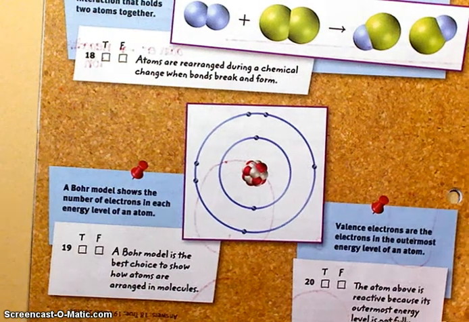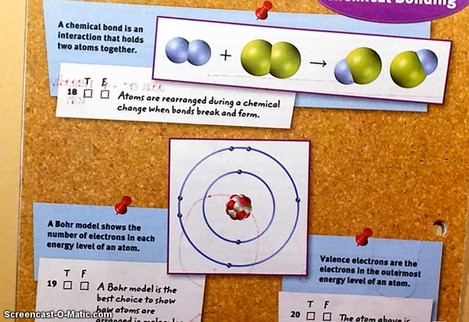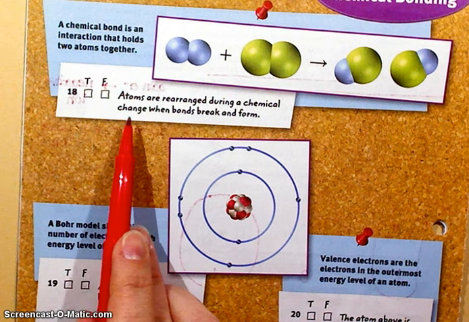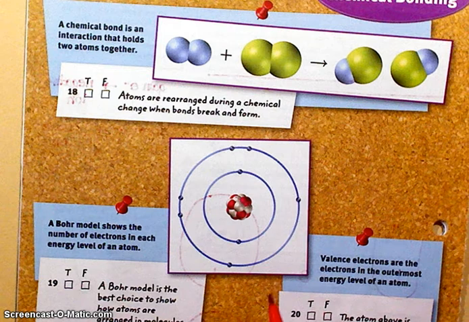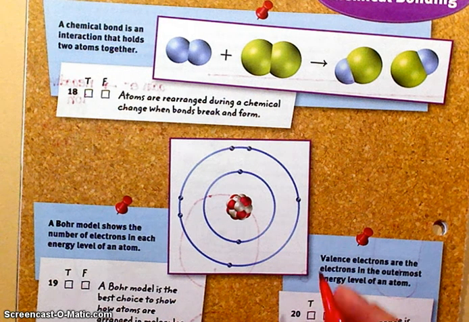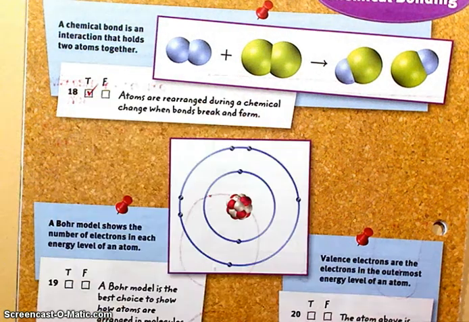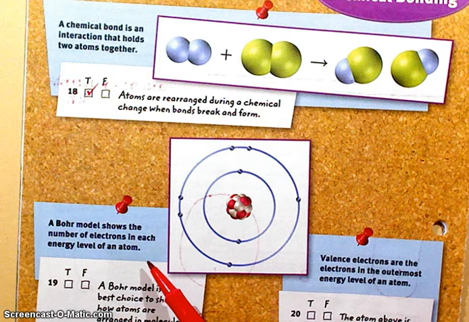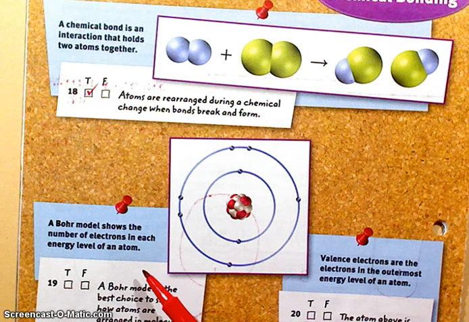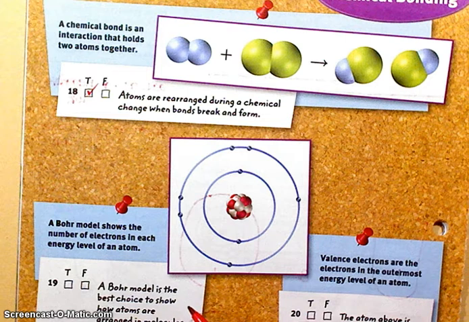And then just to wrap it up, on the back, it says a chemical bond is an interaction that holds 2 atoms together. Atoms are rearranged during a chemical change when bonds break and form. That is true. A Bohr model shows the number of electrons in each energy level of an atom. A Bohr model is the best choice to show how atoms are arranged in molecules.